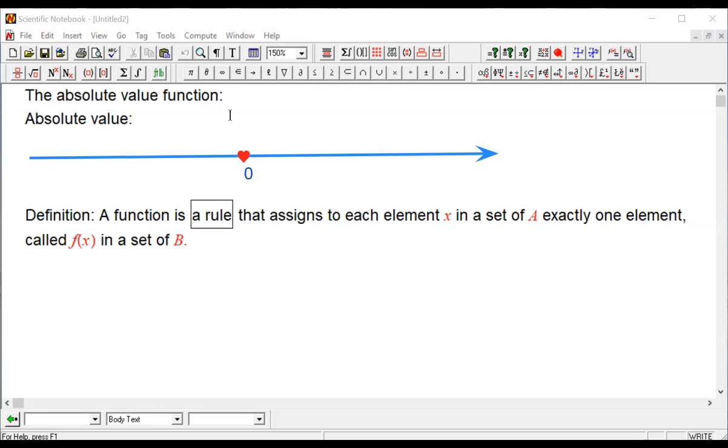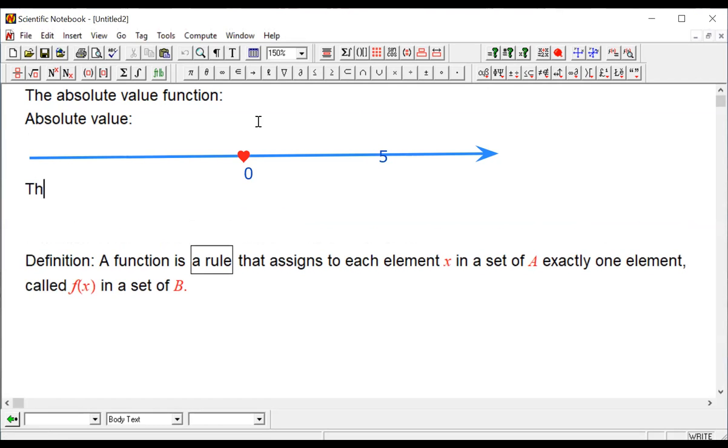Suppose I have the number 5 right here. The distance between 5 and 0 is 5, because all we have to do is measure how many units are between 0 and 5. So the distance between 0 and 5 is 5.